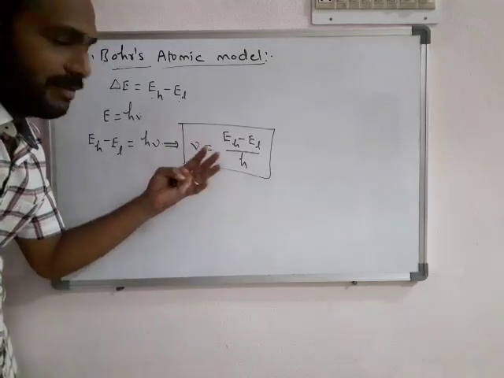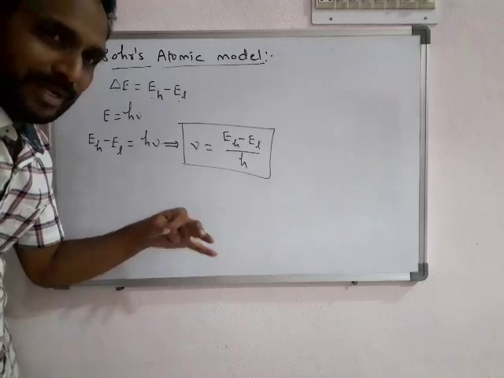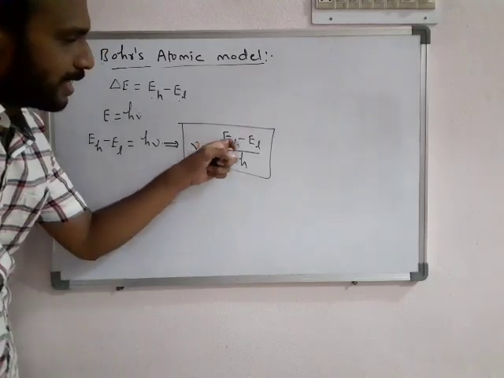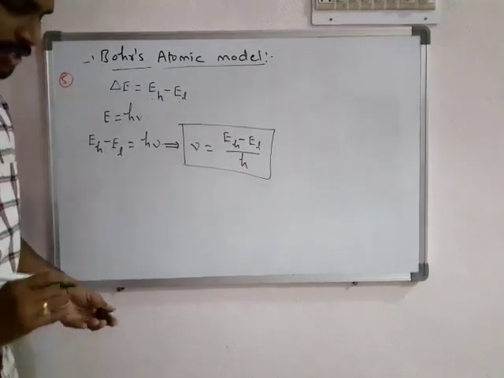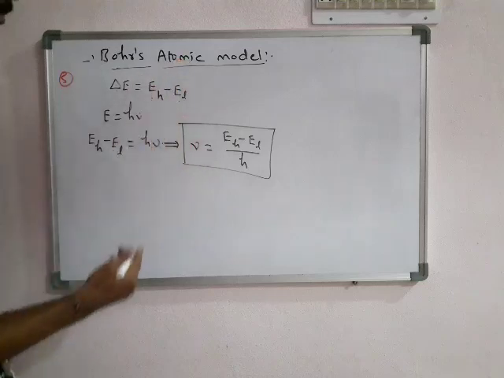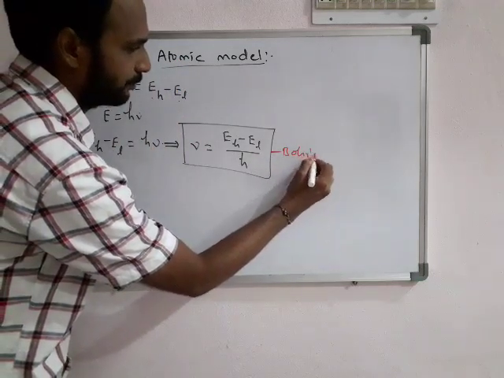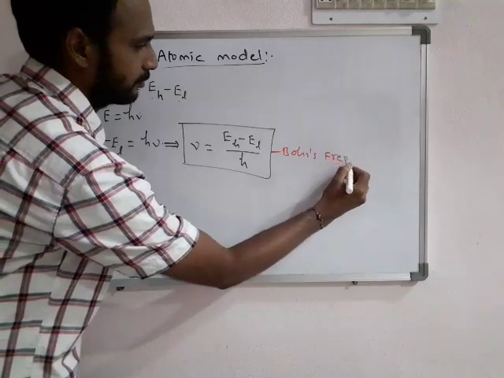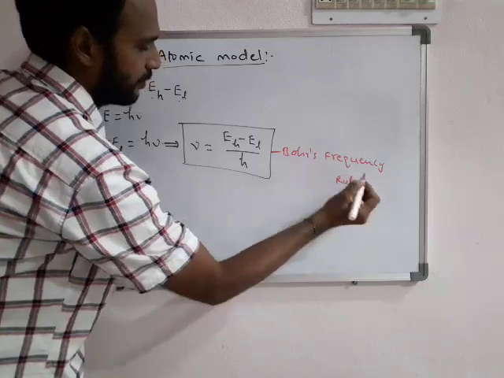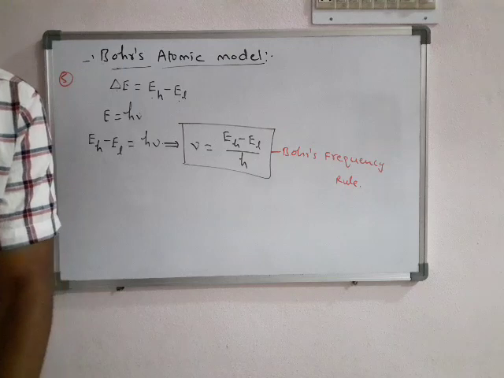And electron higher level లకు వచ్చినప్పుడు absorb అయ్యే ఎనర్జీ, ఎలక్ట్రాన్ లోయర్ లెవెల్ కి వచ్చినప్పుడు ఎమిట్ అయ్యే ఎనర్జీకి సంబంధించిన ఫ్రీక్వెన్సీ ఎలా క్యాలిక్యులేట్ చేయొచ్చు అంటే E higher minus E lower by h. So this is an important formula in Bohr's atomic model, which is known as Bohr's frequency rule. Okay.